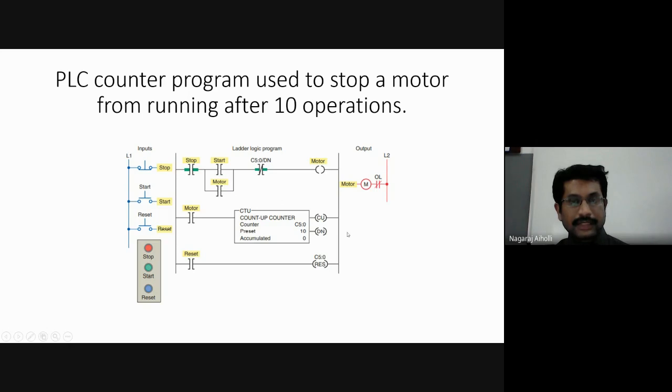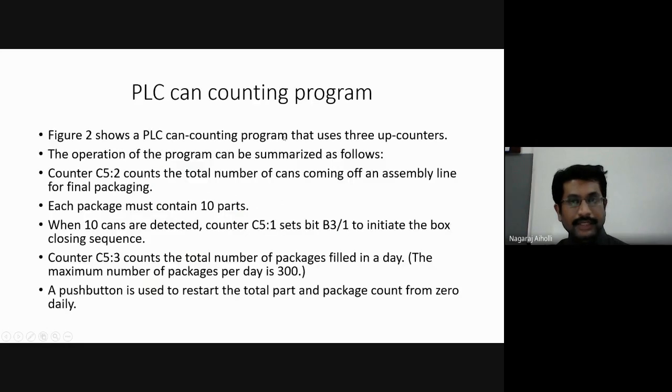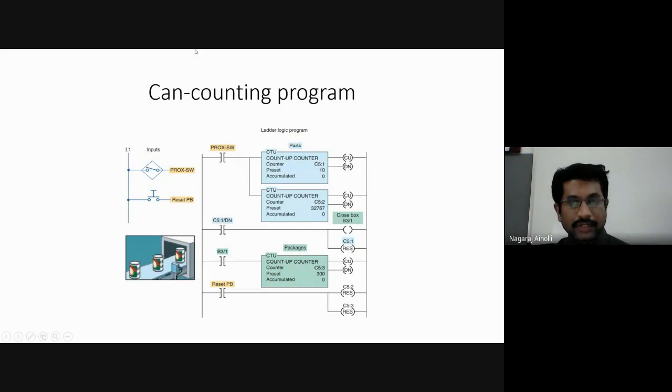This is a PLC ladder logic program. Then the PLC can counting program, here to count the number of cans that are moving on the conveyor belt using up counters, right? It will count the number of cans and also the number of packages, up to a maximum of 300 packages. And the total number of cans, how many? 32,767 is the maximum that is considered for Allen Bradley PLCs. Okay, 32,767 is the maximum value of the counter.